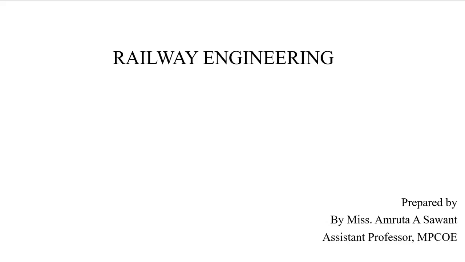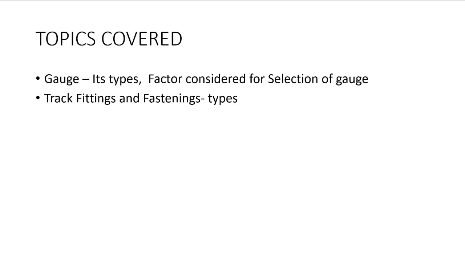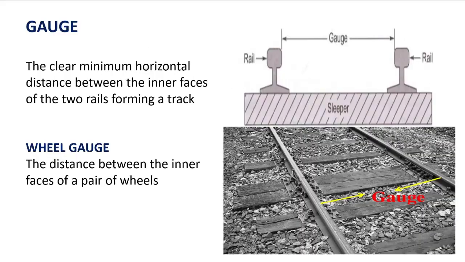Hello everyone. Today we will learn the next topics in railway engineering. I will try to cover the topics, that is we will see what is gauge, its types, the factors which are considered for selection of gauge. Then we will see what are called track fittings and fastenings, and what are the different types of fittings and fastenings used in the railway.